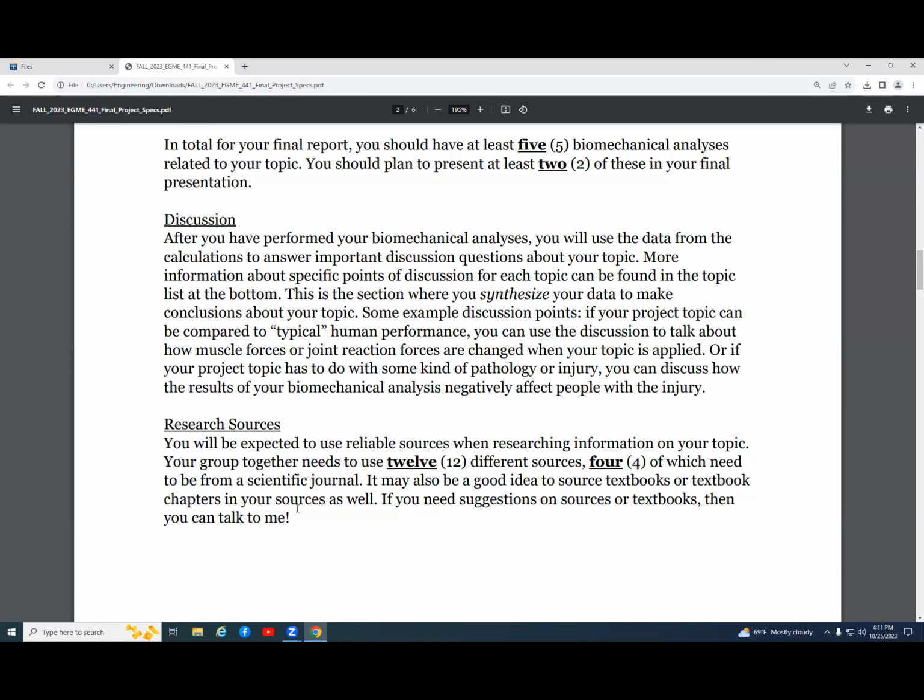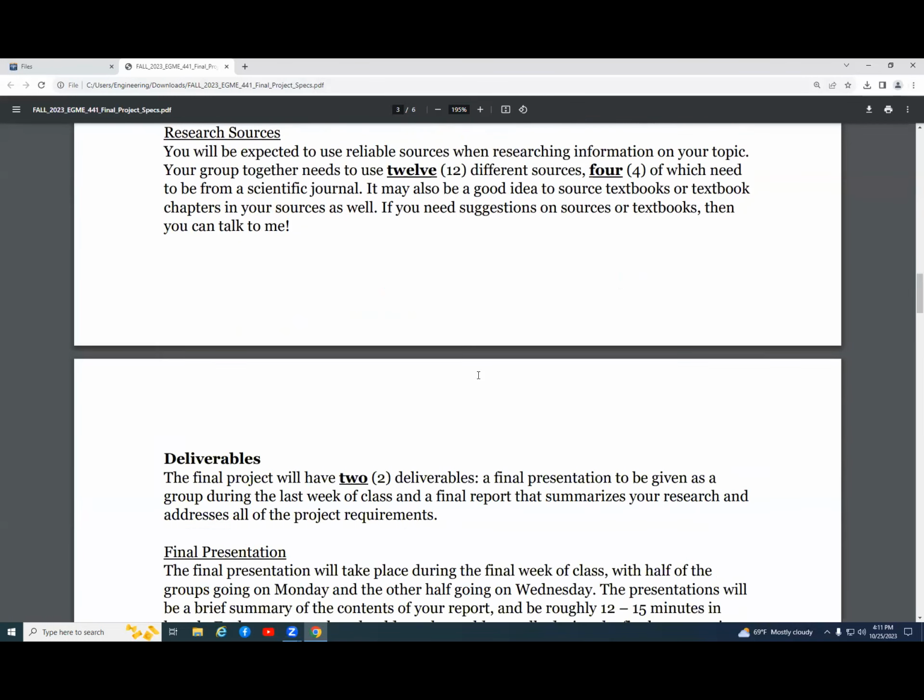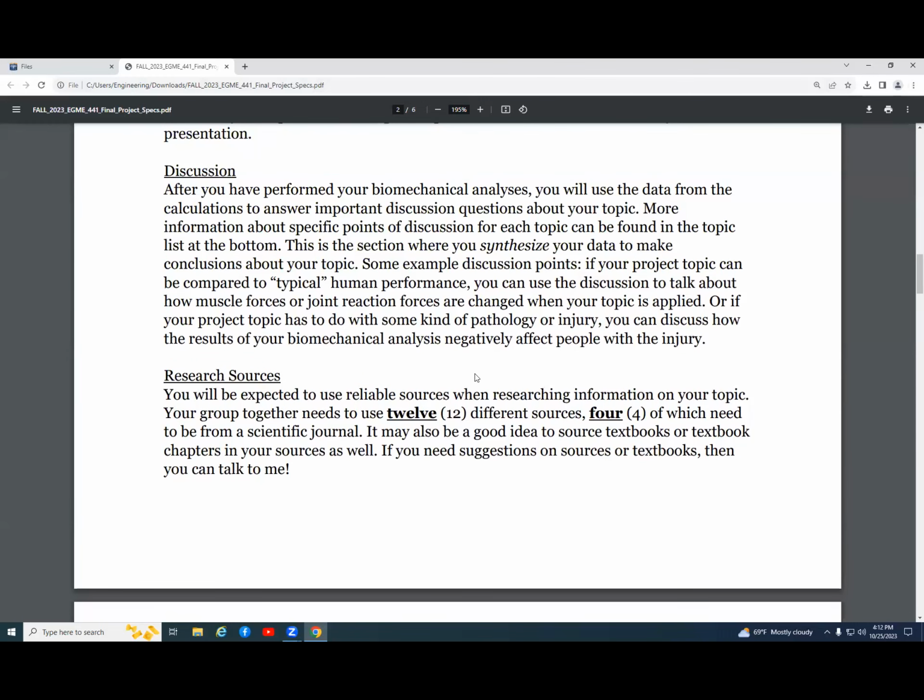All right, the last aspect I want to talk about is your sources. This is going to be an important part, and I expect everyone to do quite a bit of research for this topic. I want you to have at least 12 different sources overall. 4 of those need to be from a scientific journal, so that's basically primary research. You're going to go to Google Scholar, and I want 4 articles from there, and I want those to factor into your report.